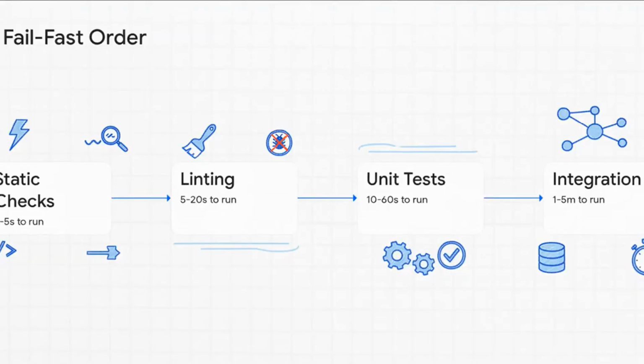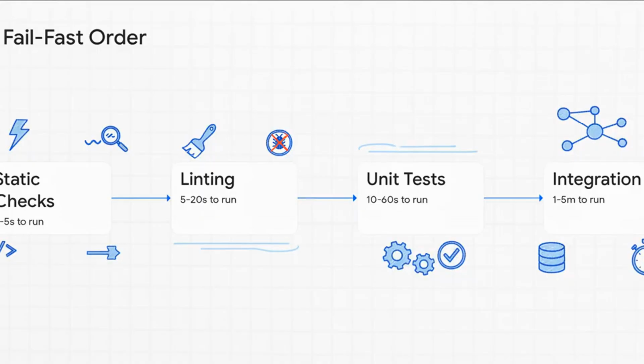Next up, Section 4, the fail fast OR. Let's see how this builds a highly efficient pipeline. Remember, pipeline time is money. We need to sequence our checks to fail fast. Look at this sequence. Step 1, static checks for syntax errors. They cost almost nothing and finish in seconds.